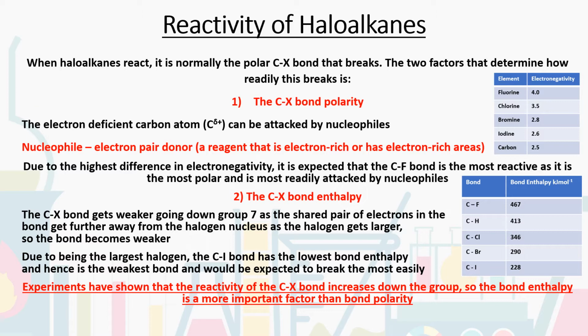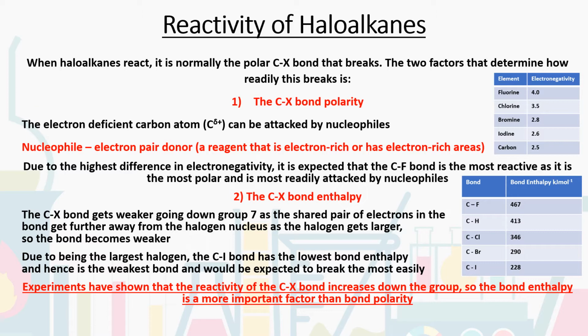From a more technical perspective, we can think about it in terms of the electrons in orbitals, these clouds of electron density. As we go down the group, the atoms get bigger. These orbitals and clouds of electron density become bigger as well and more diffuse, and they overlap less effectively with the carbon-based orbitals. So the key thing is, as we descend the group, the bond becomes weaker. Now, due to being the largest halogen, the carbon-iodine bond has the lowest bond enthalpy, and hence is the weakest bond, and would be expected to break the most easily.